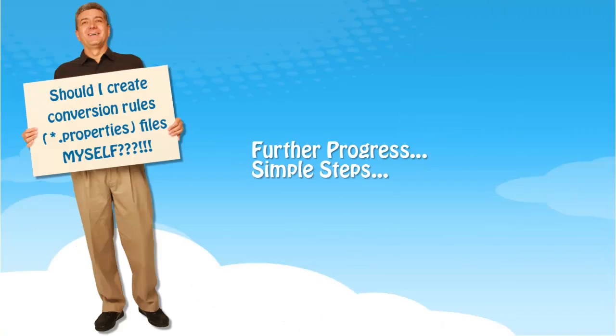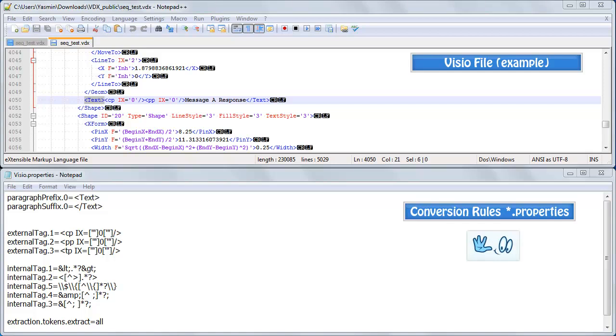Some colleagues wonder if they can write conversion rules themselves. We will discuss that in future videos. For Visio files, you can use the ready-made properties file.